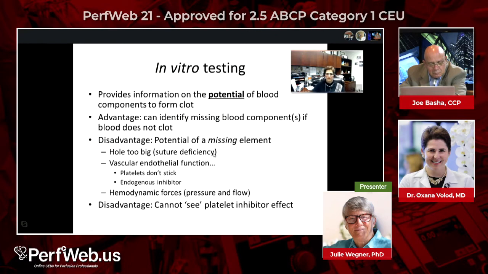So it's not necessarily a deficiency of the process itself, but just of the stability of that clot. And as I indicated before, you cannot see, at least on the TEG 5000 with the kaolin activated, the platelet inhibitor effect. You do need to use a modified test called platelet mapping for that.